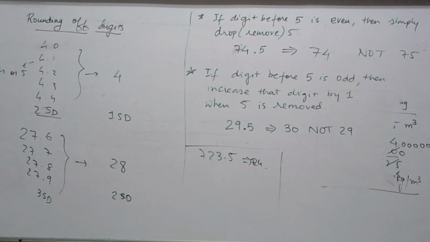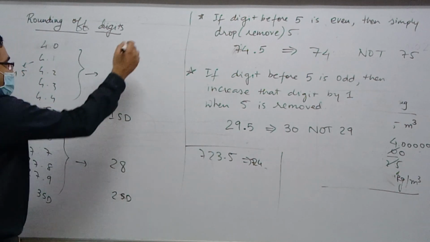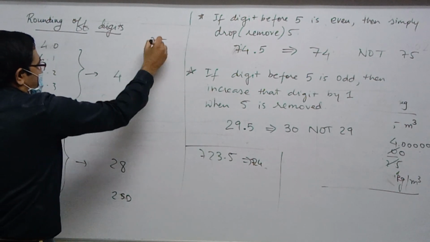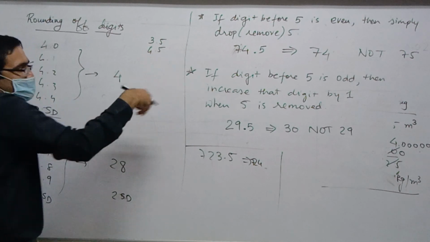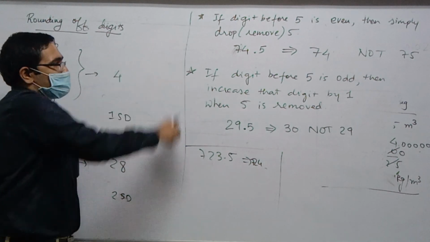Don't be confused with that. This is something you should forget, because possibly earlier you were told that always if it's 0.5 then you have to increase by 1. I don't know whether you might have been told this, but that's not how it works in physics. Okay, so be careful.